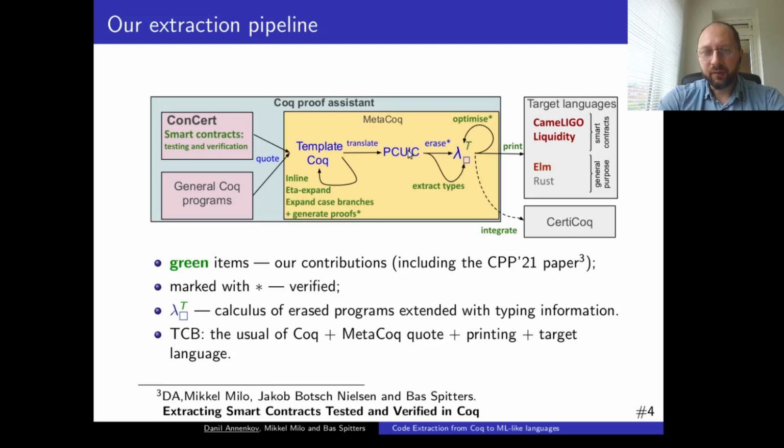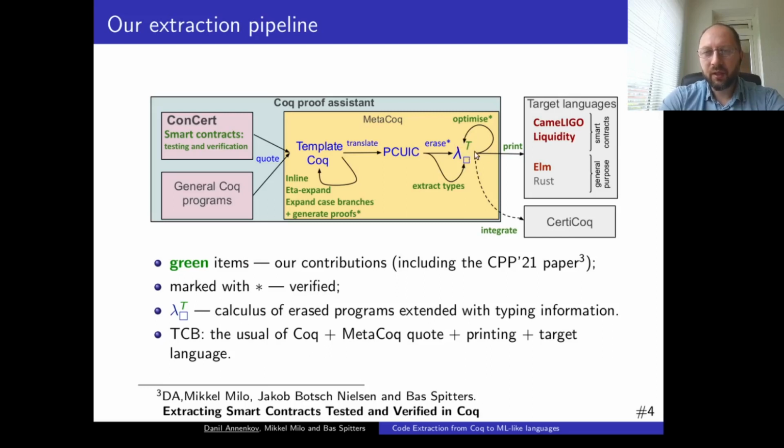From the PCUIC representation, we obtain a so-called lambda box typed representation using the verified erasure procedure of MetaCoq, and also our procedure for extracting types, which as a result gives us a calculus of lambda box programs extended with typing information, which we use as an intermediate representation. On this intermediate representation, we perform optimizations. In particular, we remove unused arguments of constants and constructors.